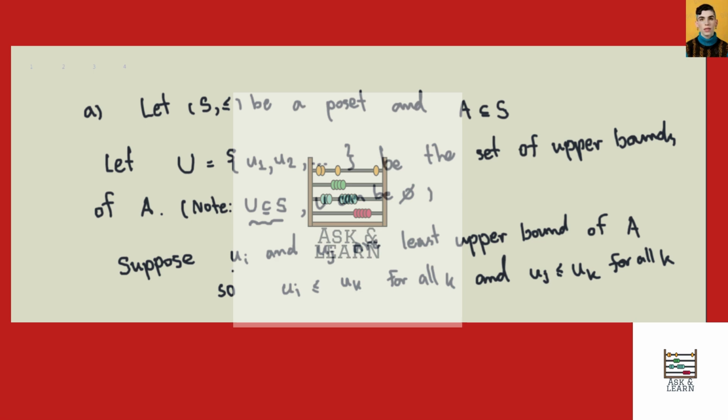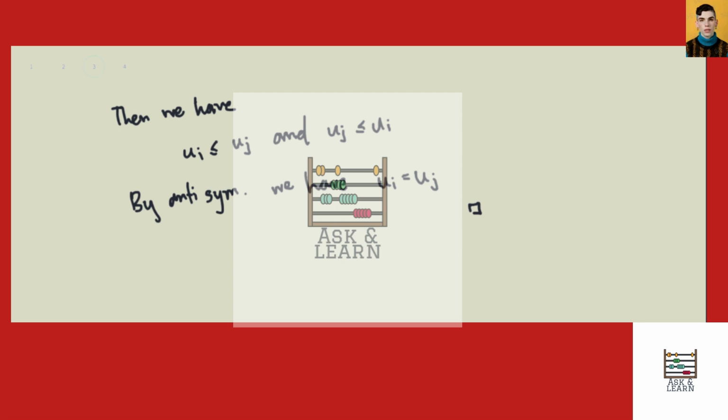Now suppose that we have Ui and Uj as least upper bounds. So both of them are least upper bounds. Then by the definition, we will have the property that Ui is less than or equal to everything in the set U. And that's also true for Uj. Uj will be less than or equal to everything in set U. All right. When that happens, we will have these two statements: Ui less than or equal to Uj and Uj less than or equal to Ui.